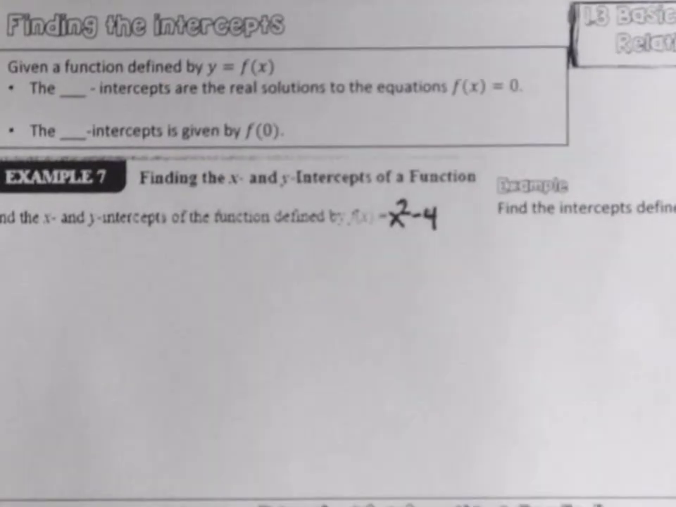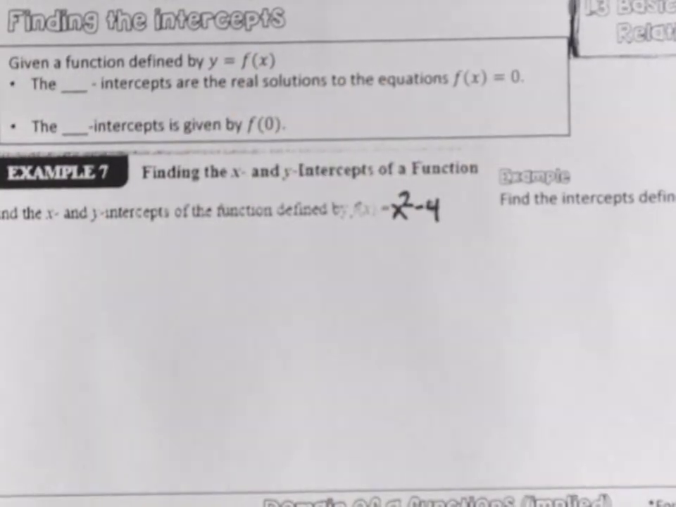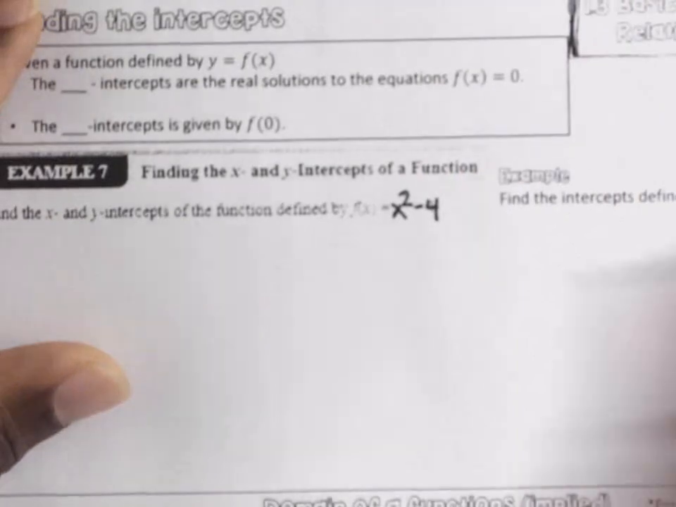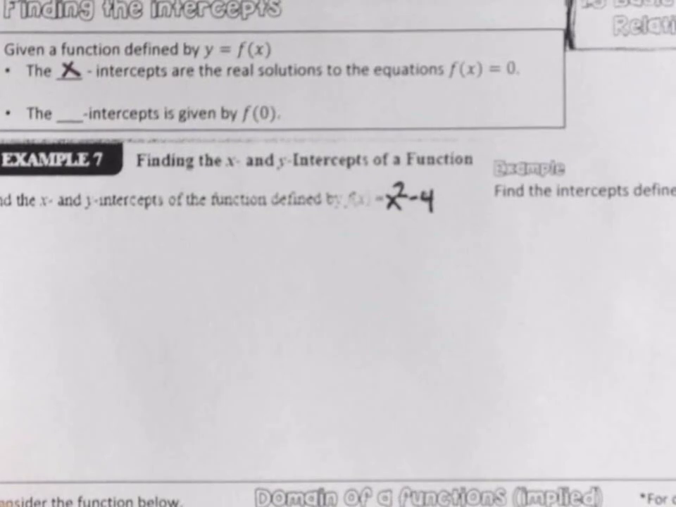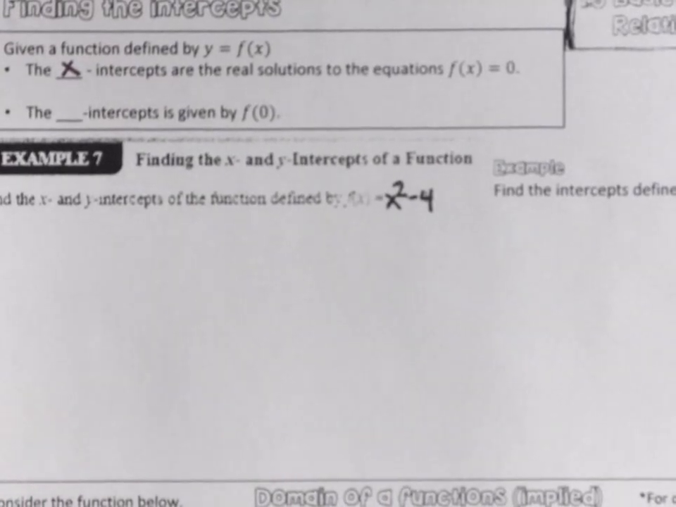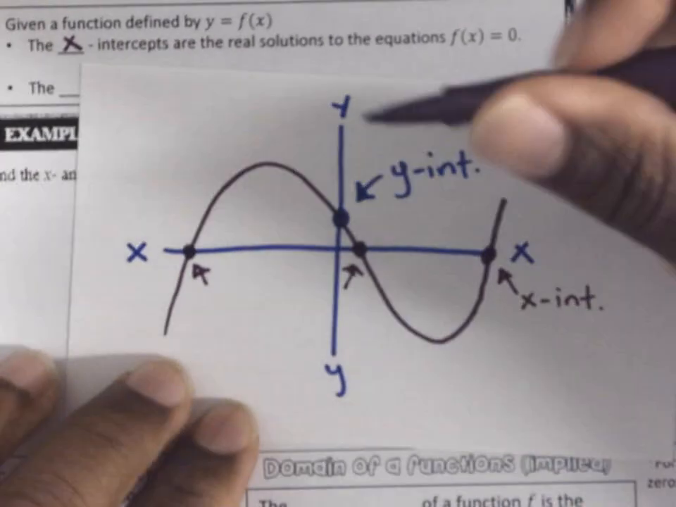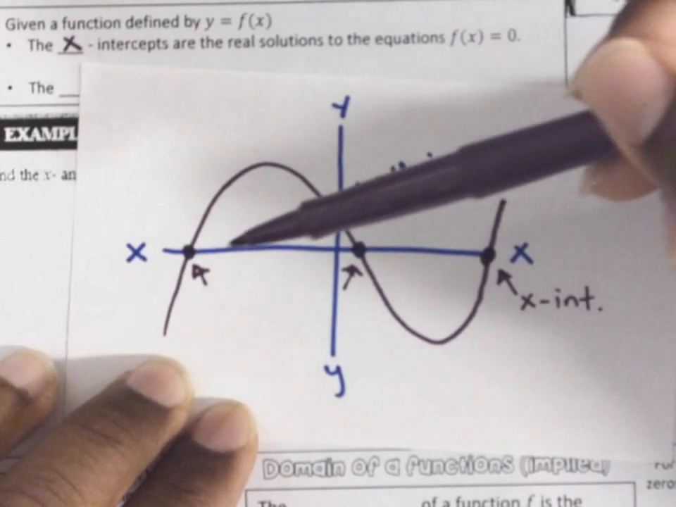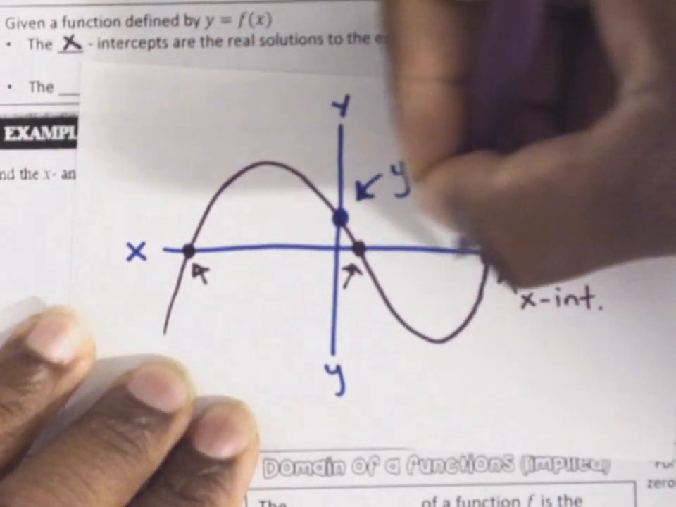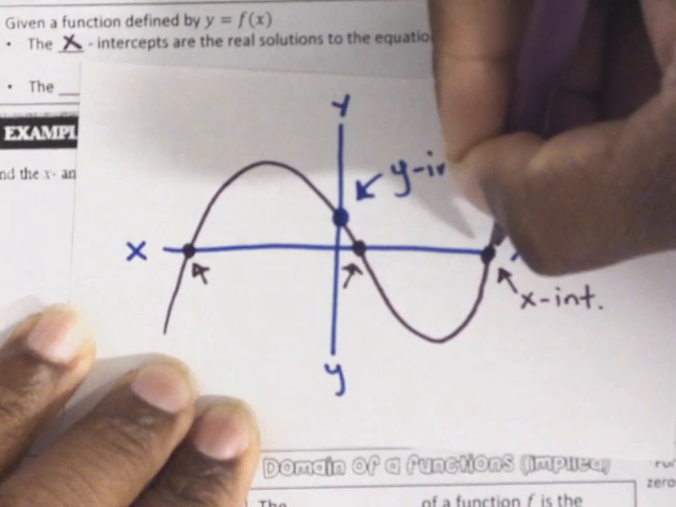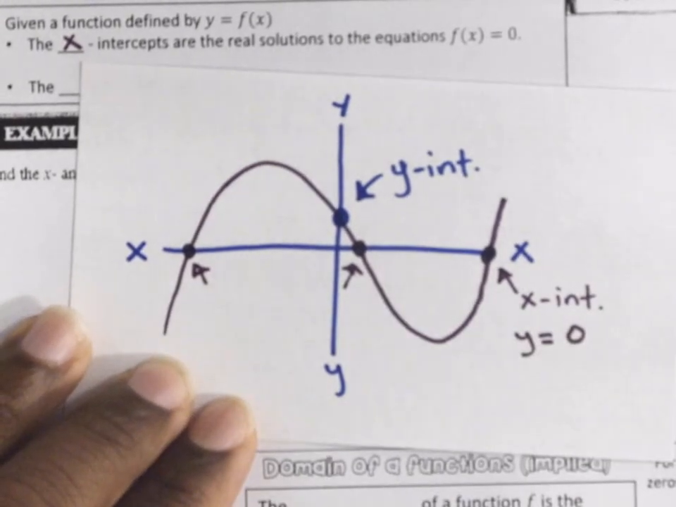Everybody understand? All right, so when we're given a function defined by y or f of x, which means the same thing, the x-intercepts are, make sure I don't get them backwards, the x-intercepts are the real solutions that result in the equation equaling 0. So if I go back to my little image I drew, what that's basically saying is, on this x-axis, what's the value of y across this line? 0. So when we have an x-intercept, y equals 0.